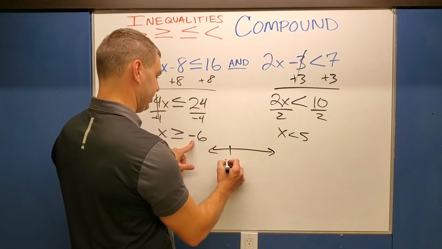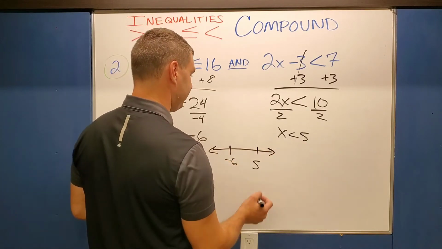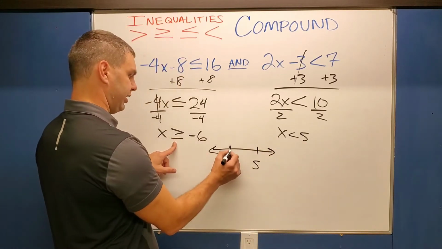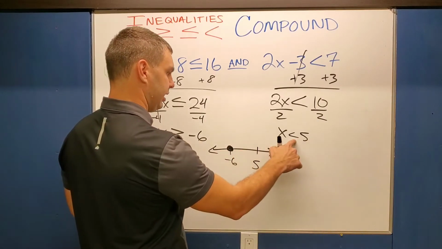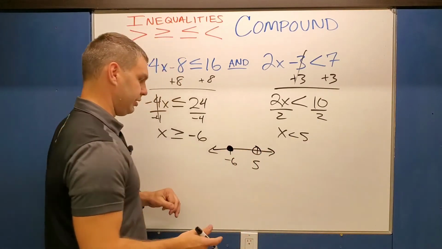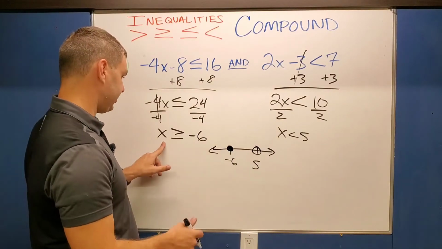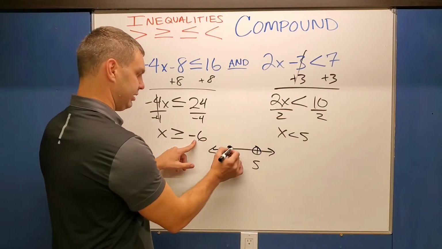I'm going to have a negative 6 on this side, a positive 5 on this side. The negative 6 is actually going to have a closed dot because it has an equal to with it. And the 5 is going to have an open dot. So double check that these are actually going together. X is greater than -6, yes.